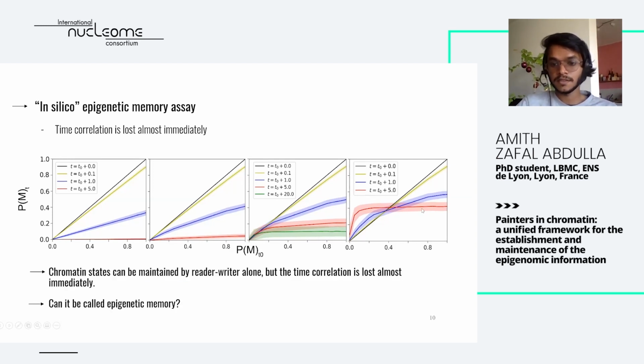So what does this mean? This basically means that if a modified state is a repressive state, a repressive mark, we can maintain the repression but not the exact ChIP-seq profile. So I pose this question: can it actually be called epigenetic memory? I pose it to you.